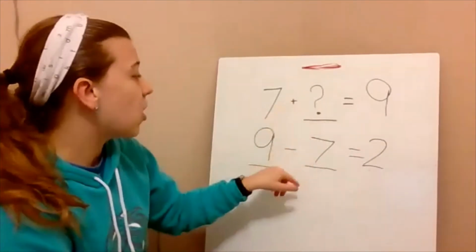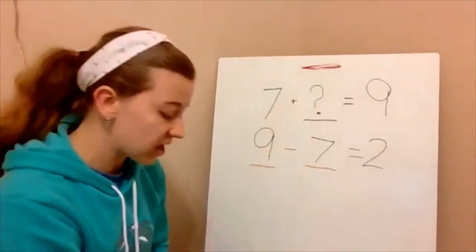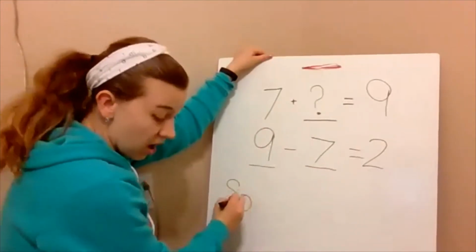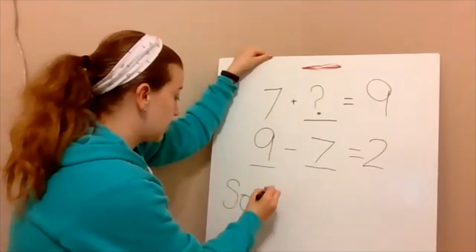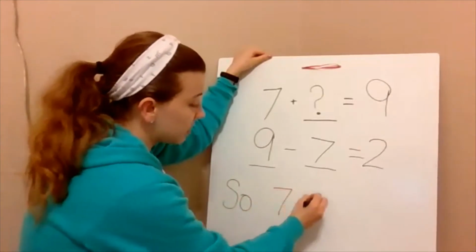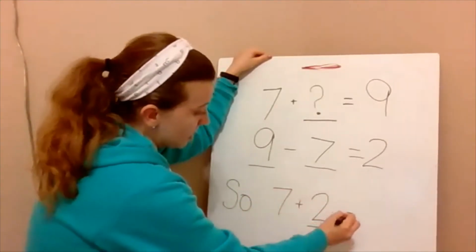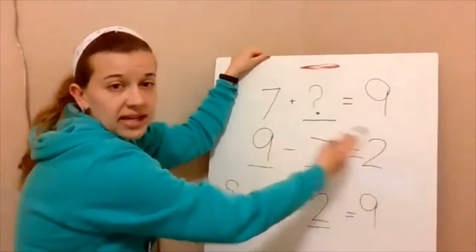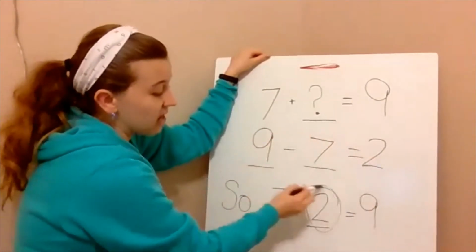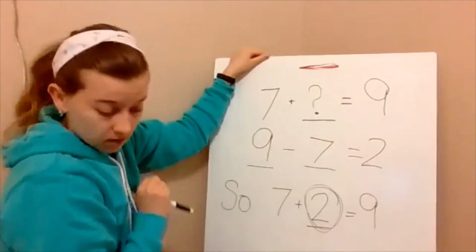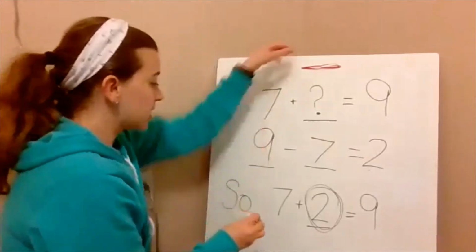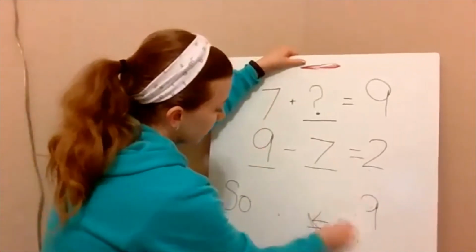Okay? So because 9 minus 7 equals 2, at the bottom, you're going to put 7 plus 2 equals 9. So you're going to write in the related subtraction fact and you're going to write in the missing addend. Okay? All right, let's try number 3 because number 3 is slightly different.